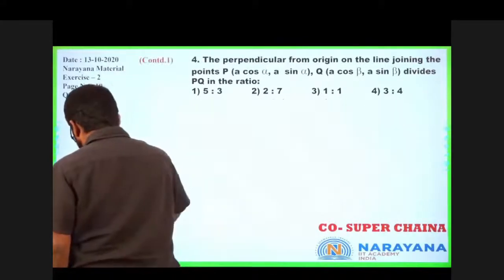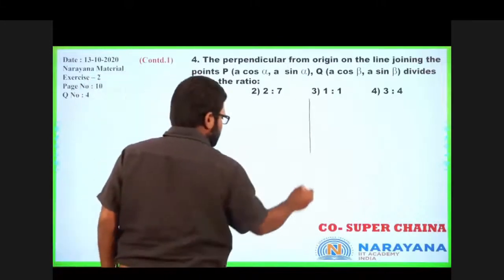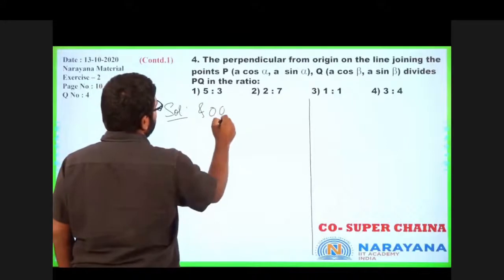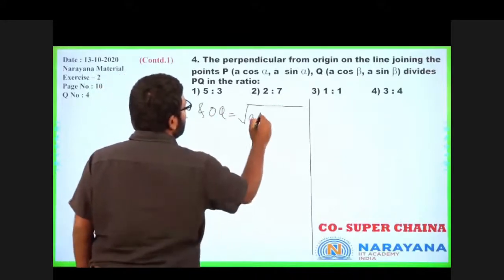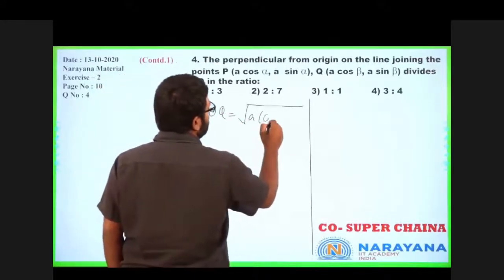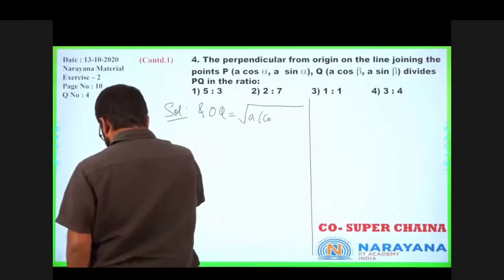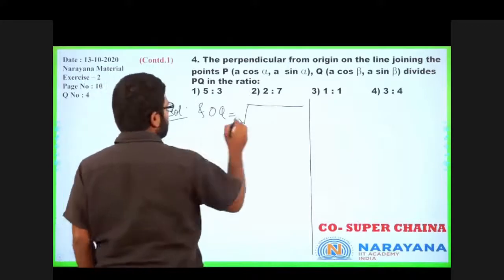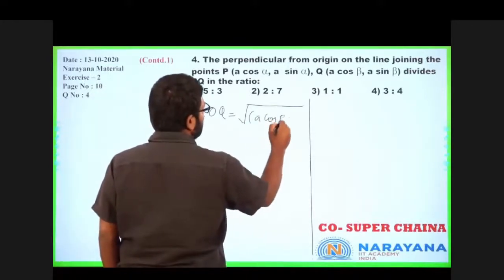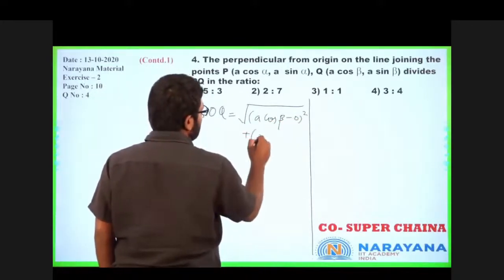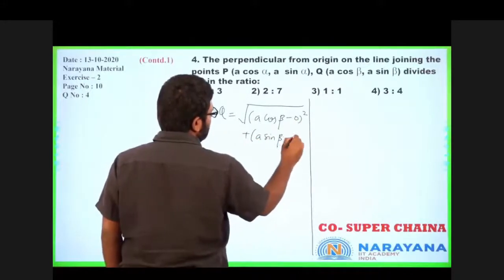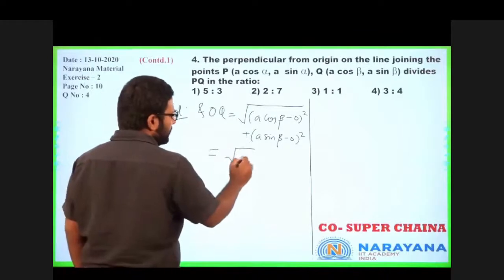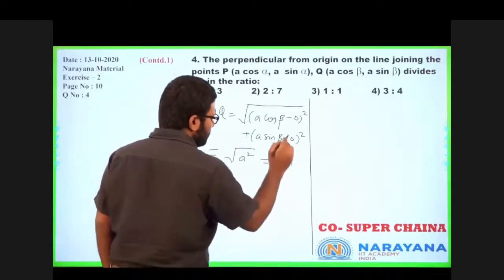What about OQ? And OQ would be under root (A cos beta minus 0) the whole square plus (A sin beta minus 0) the whole square, and follow the same steps. This will also be under root A square, which is also mod A.